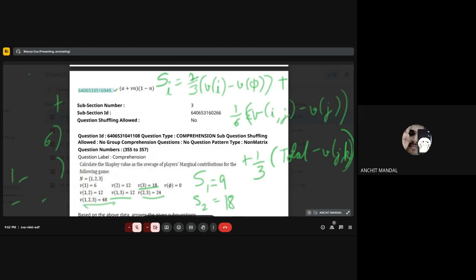And similarly, we'll solve for S3. Does anyone want to try for S3? Any takers for calculating a Shapley value of player 3?